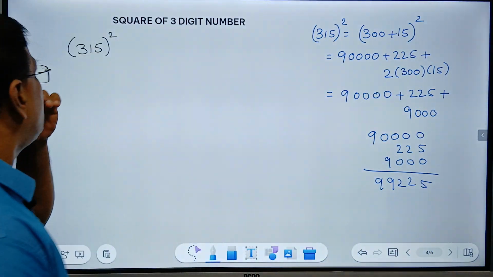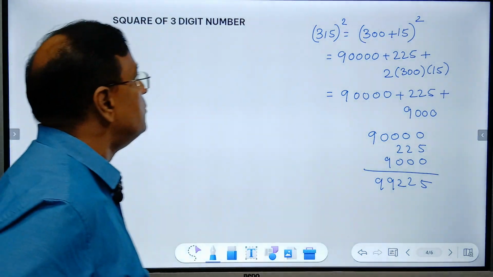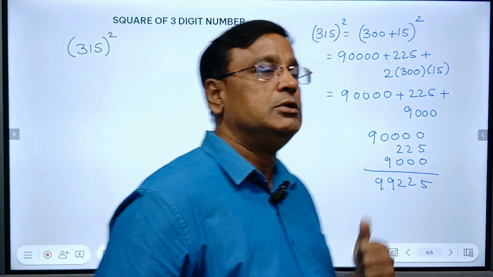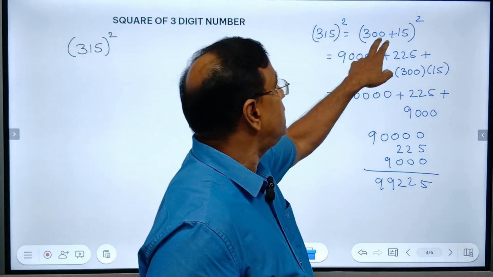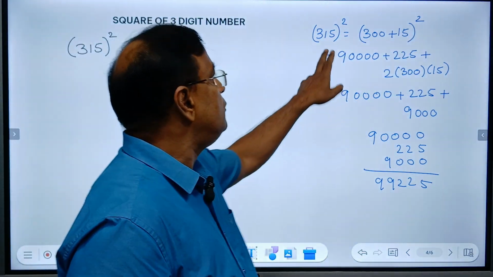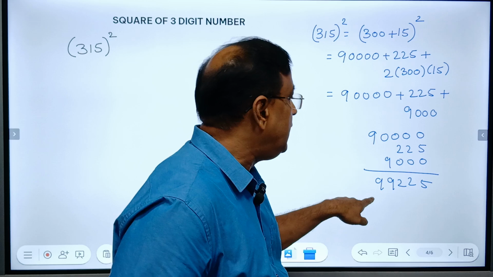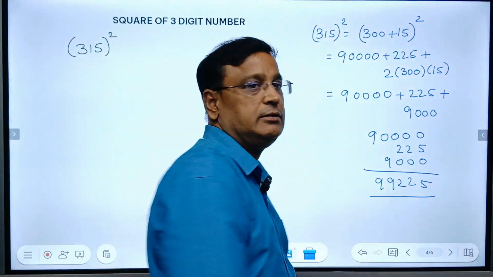Now, let us look at the square of 3-digit numbers. How do I square 3-digit numbers? Now look at the answer. 315 square, I can write it as 300 plus 15 the whole square. Again, I use a plus b whole square, and when I add, this is the answer I'm supposed to get.